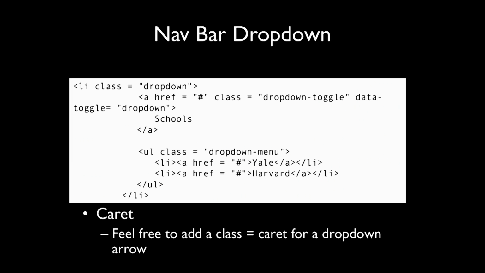So you can have dropdowns inside of dropdowns inside of dropdowns. There's not really an end to it. It just depends on what you need it to be. And then you end the smaller unordered list, and you can end the list item.